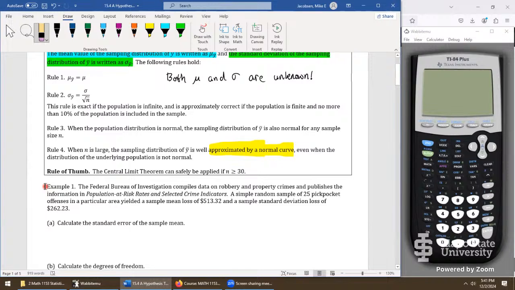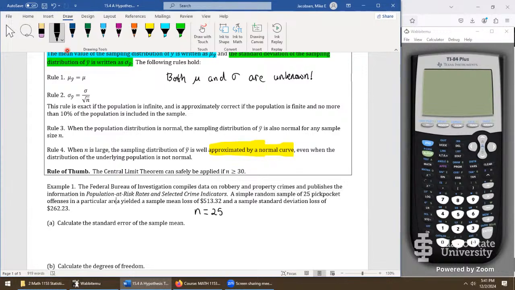And I think we've seen these data before, so it's just a really fast problem on example 1. It says the Federal Bureau of Investigation compiles data on robbery and property crimes, publishes the information at population at risks, rates, and selected crime indicators. So you can Google that to take a look at data if you like. We're told we have a simple random sample of 25 pickpocket offenses. Yeah, I think we did a confidence interval problem on this one. So this is telling us the sample size n is 25.